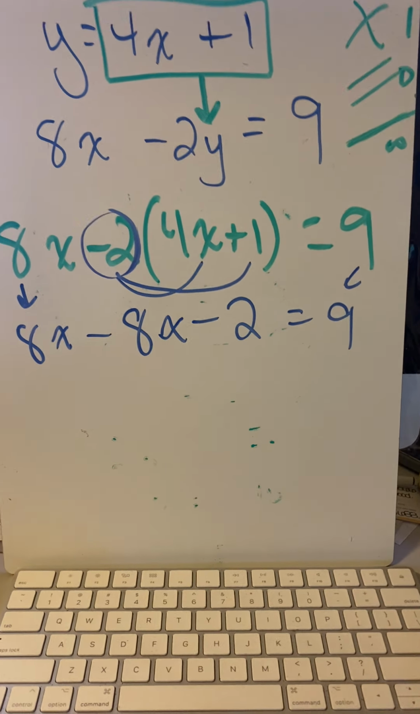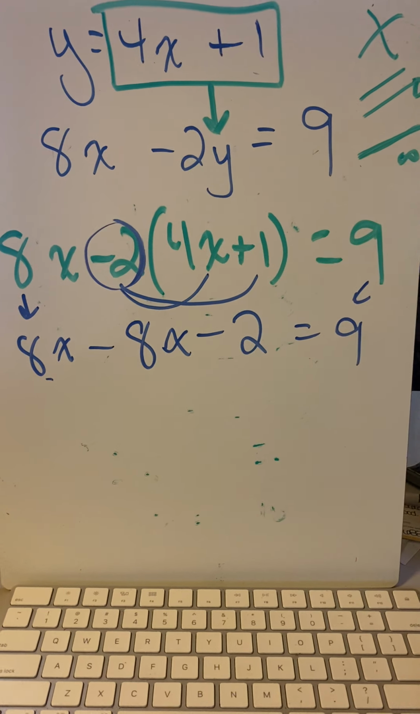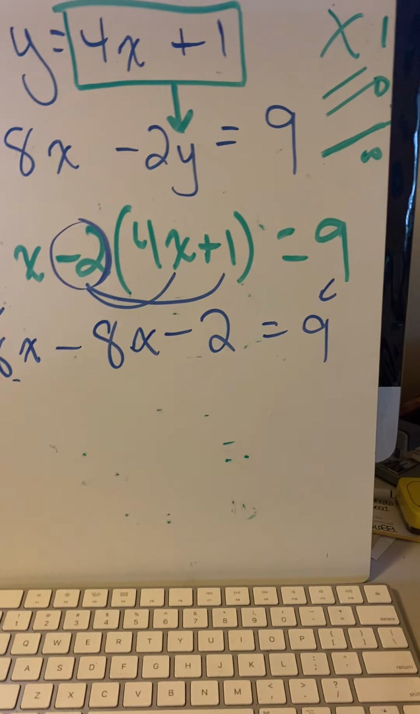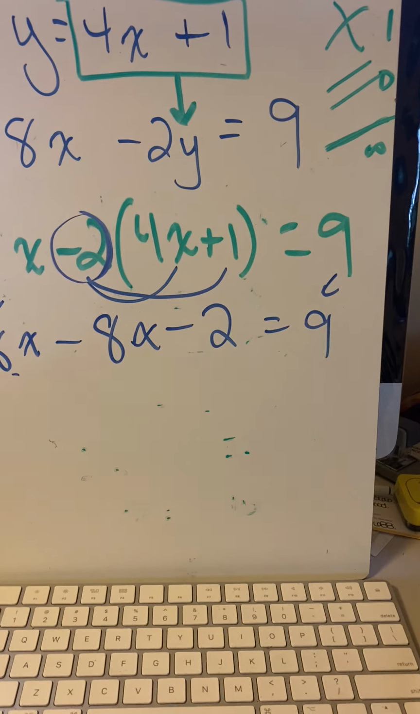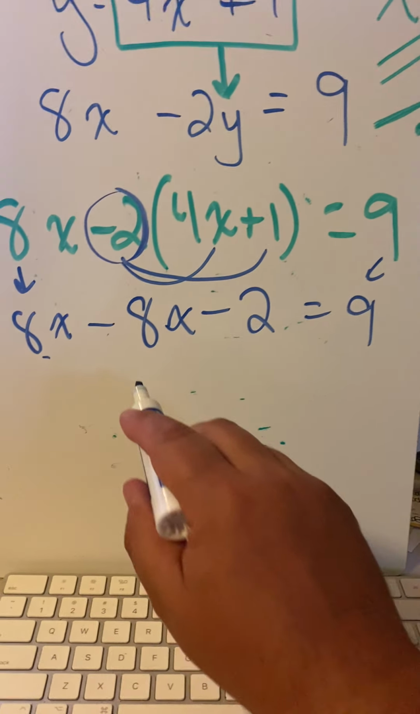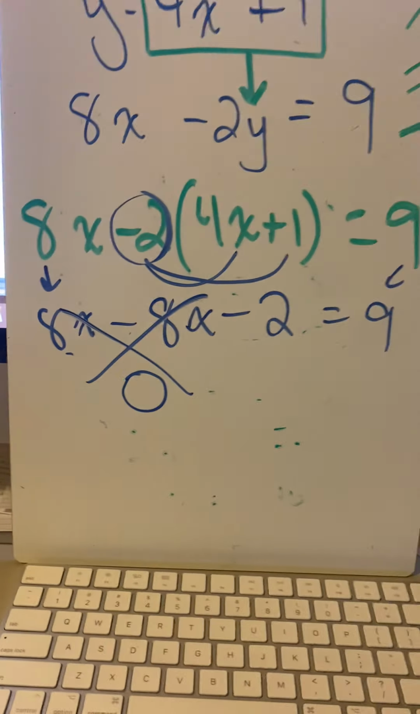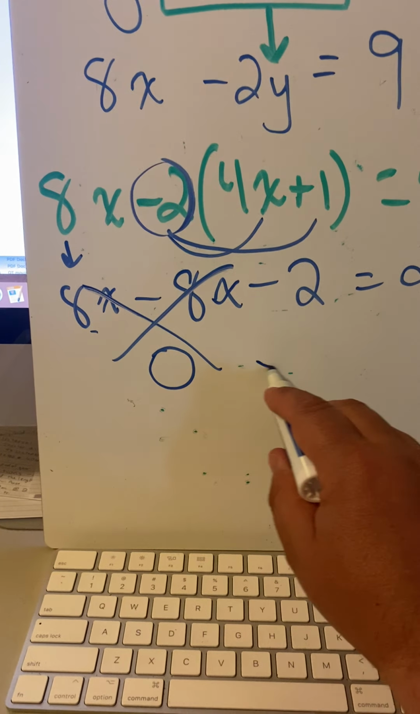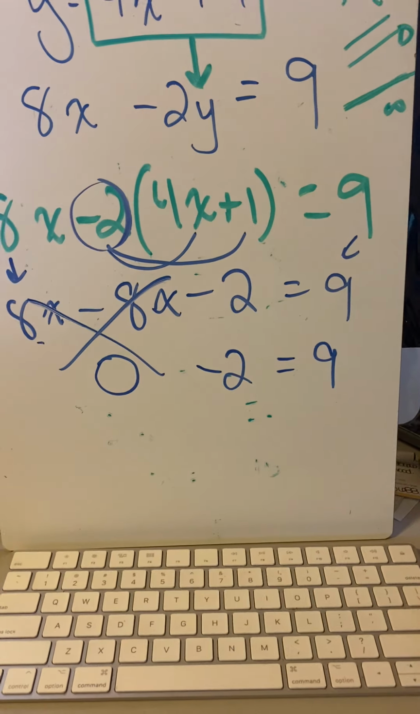Now be very careful with this next step, as I've seen this next maneuver multiple times and it kills people. Right here, 8x minus 8x is not 0x. Well, it is 0x, but don't think you're dividing by 0. You can't. 0x, folks, what's 0 times x? It's just 0. These wipe out. The positive and negative 8x cancel each other out. I am left with negative 2 is equal to 9.